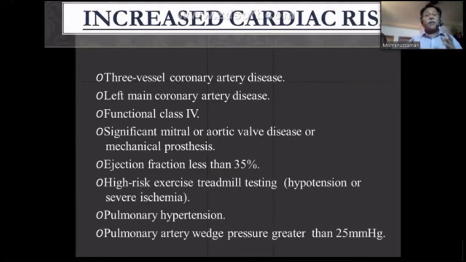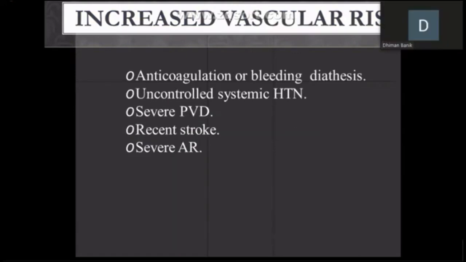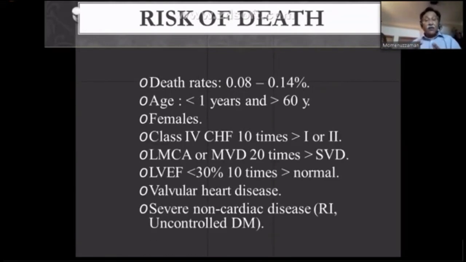And vascular risk is that maybe bleeding diathesis. There may be a patient on anticoagulation. There may be uncontrolled hypertension. All this can lead to complications like bleeding, hematoma, pseudoaneurysm, many things related to angiogram. And there is a risk of death. Although it is very less, but usually if it is more than 70 years, female preponderance, patient with class 4 heart failure has got 10 times more chance of death compared to single vessel disease. Ejection fraction less than 30 has got 10 times more chance of complication than normal. Similarly, valvular heart disease and severe non-cardiac situation like uncontrolled diabetes.